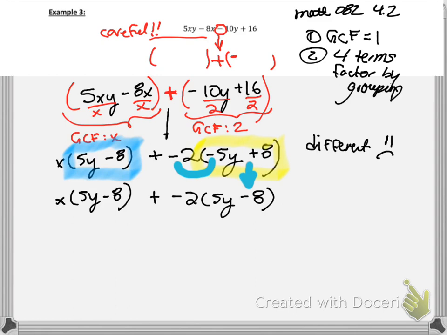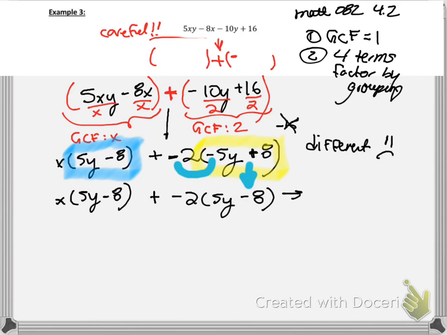Because if I hadn't changed it, think about it, right? What's negative 2 times positive 8? Well, again, that's negative 16. We don't want negative 16. We want positive 16. So let's just double, triple check ourselves and make sure that this is valid here.